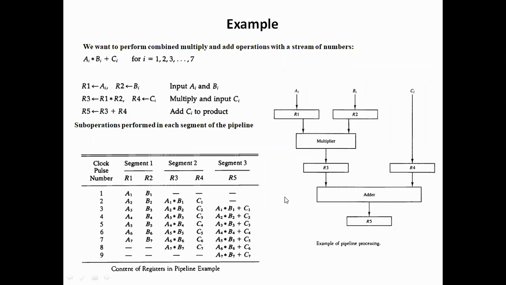So what we deduce from here is that if I have a 3 segment pipeline, the first answer will be produced after 3 clock pulses. If I have an n segment pipeline, the first answer will be produced after n clock pulses. And the second answer is produced in the 4th clock pulse, third in the 5th clock pulse, fourth answer in the 6th clock pulse, and so on. The 7th answer is produced in the 9th clock pulse.